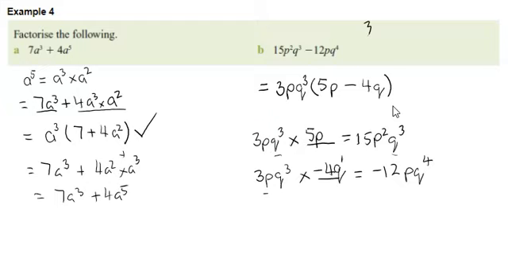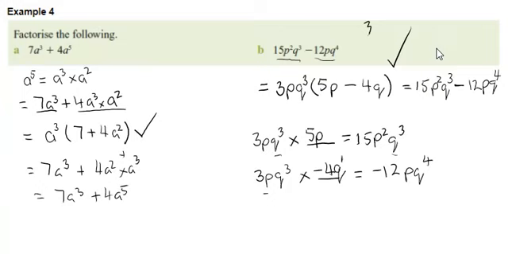Now, if you want to do a quick check, let's multiply it out and see how we go. Let's do it just over here. 3 times 5 is 15. P times P is P squared. The Q3 will end up being on the end. Look, it checks out. And our last term, got a minus. 3 times 4 is 12. The P stays. And we got a Q3 times a Q, which is Q to the power of 4, which is what we had here. So yes, this is our answer.